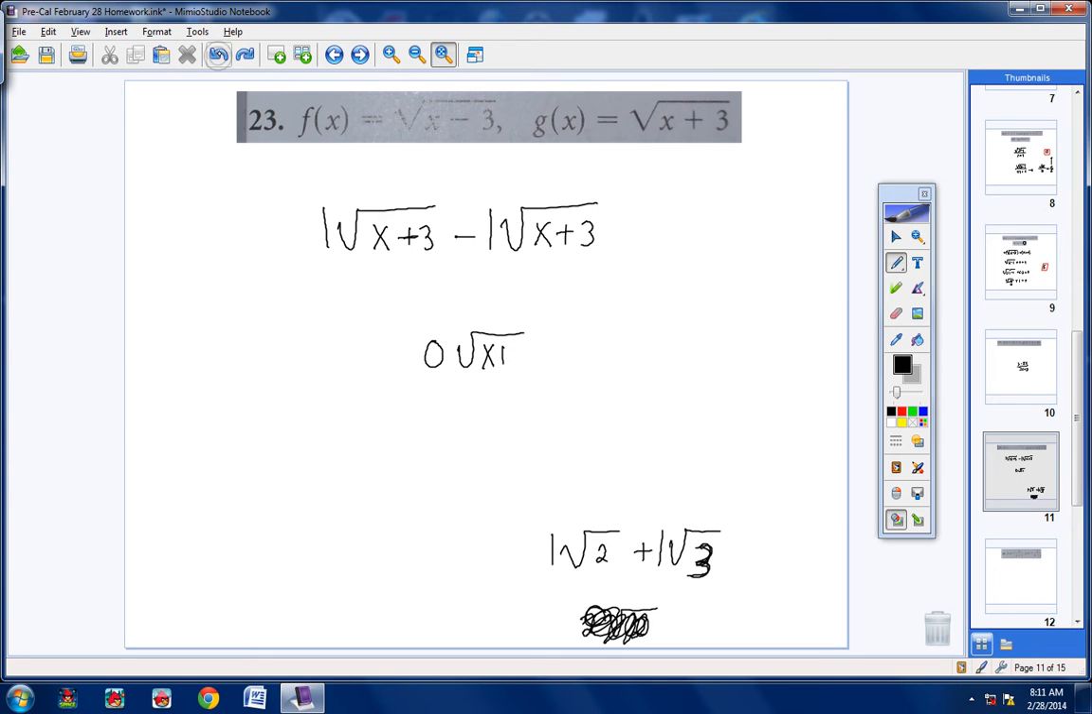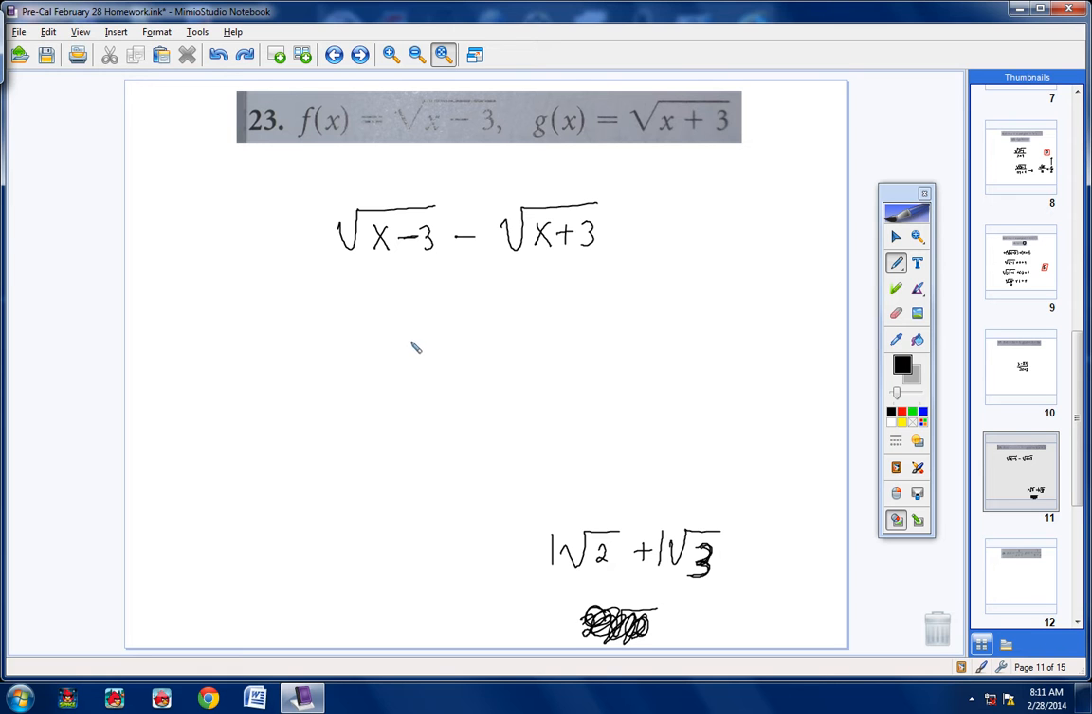But you cannot do that because the radicands, the inside of the square roots, are not the same, and so there is nothing you can do with this. This is it right here. This is f minus g. Now let's move on to f times g.